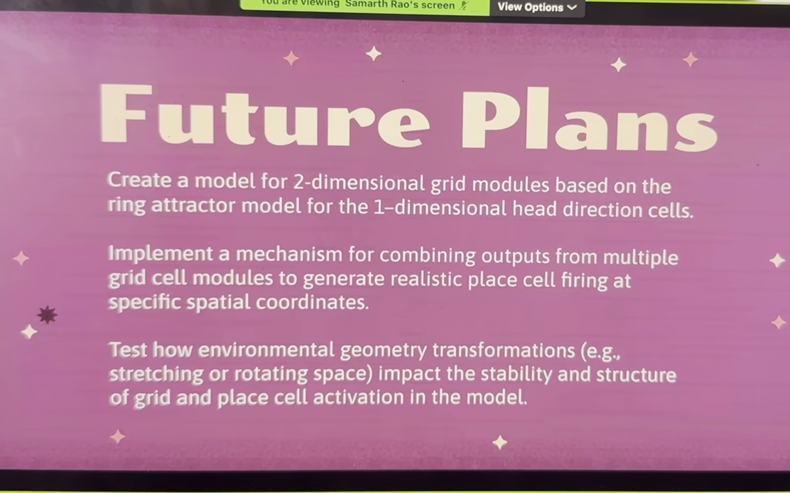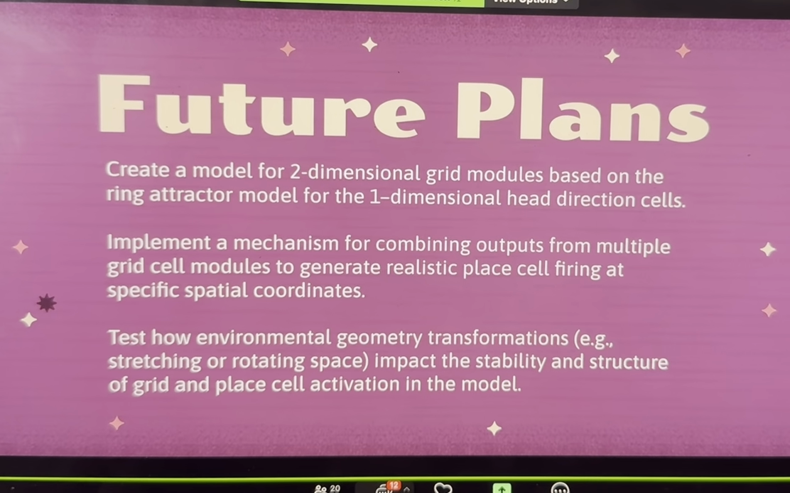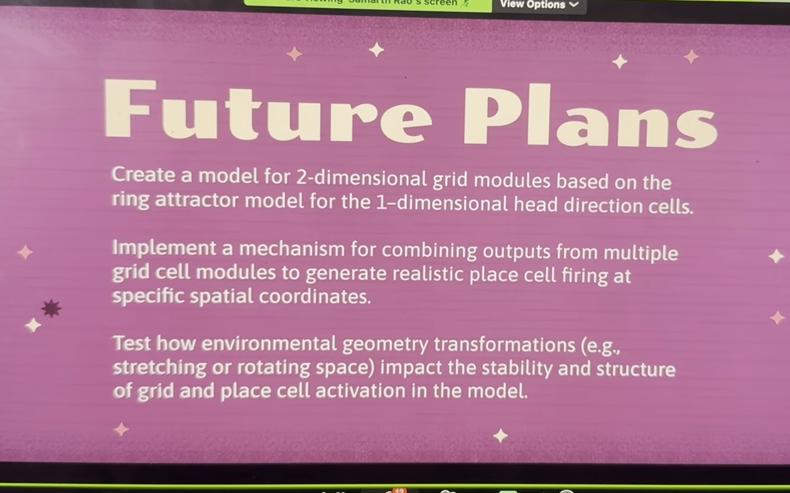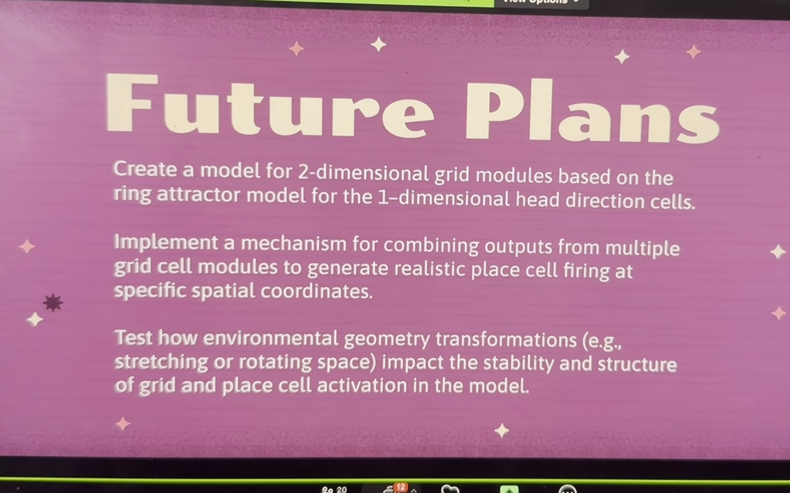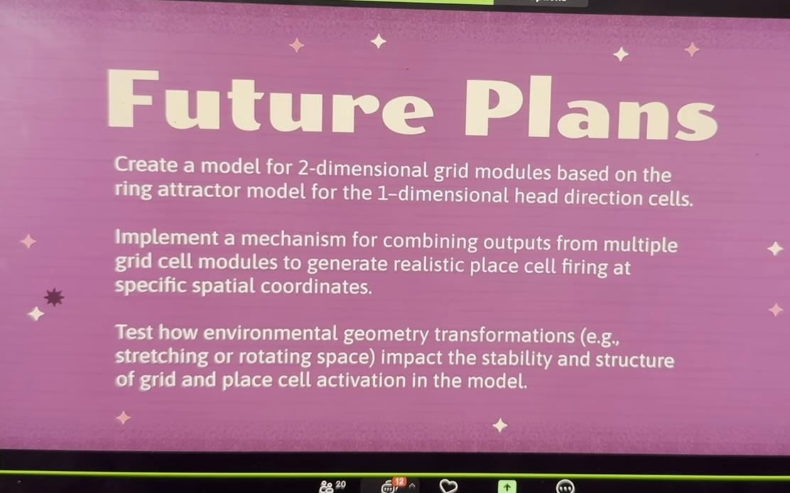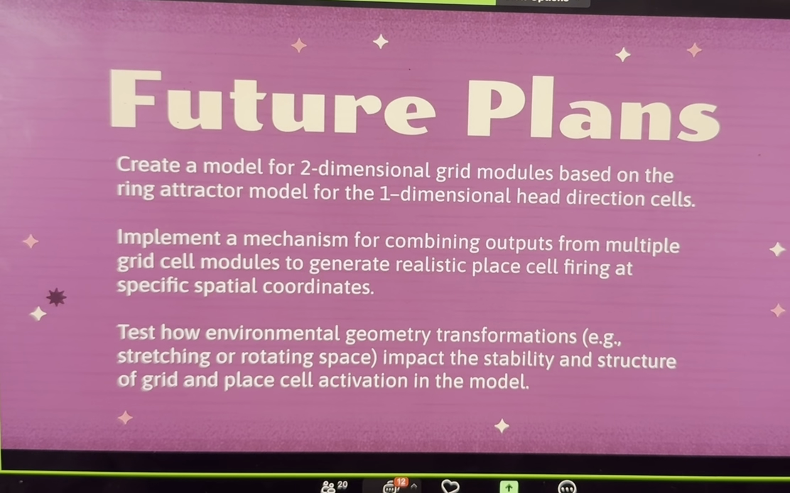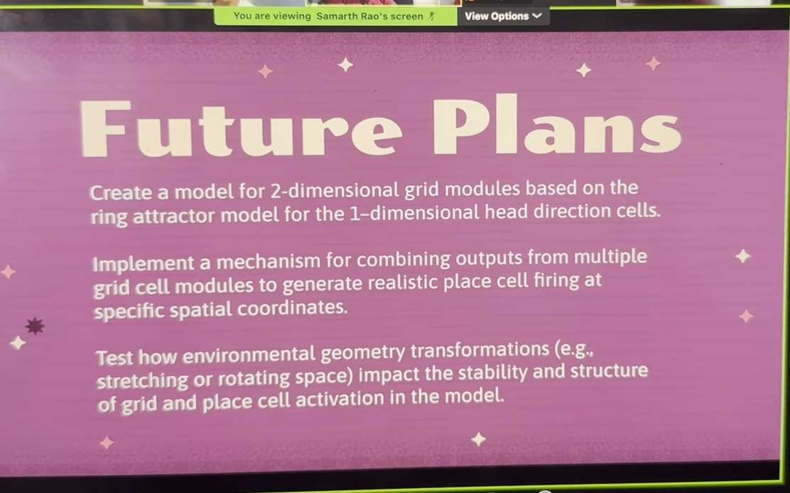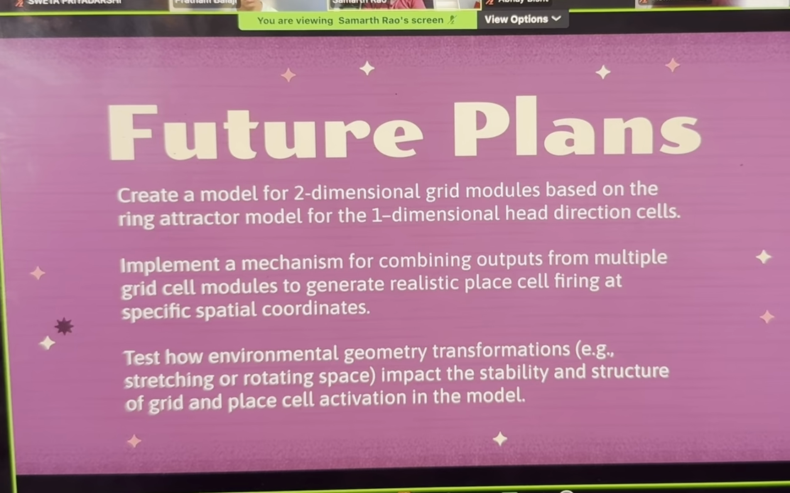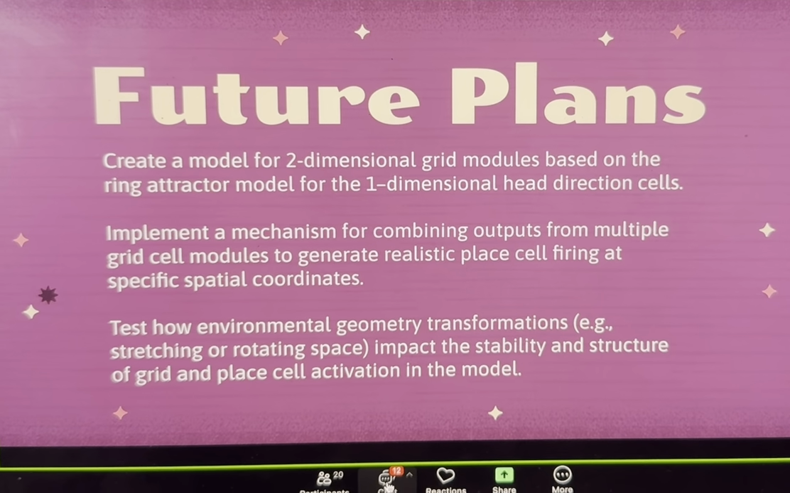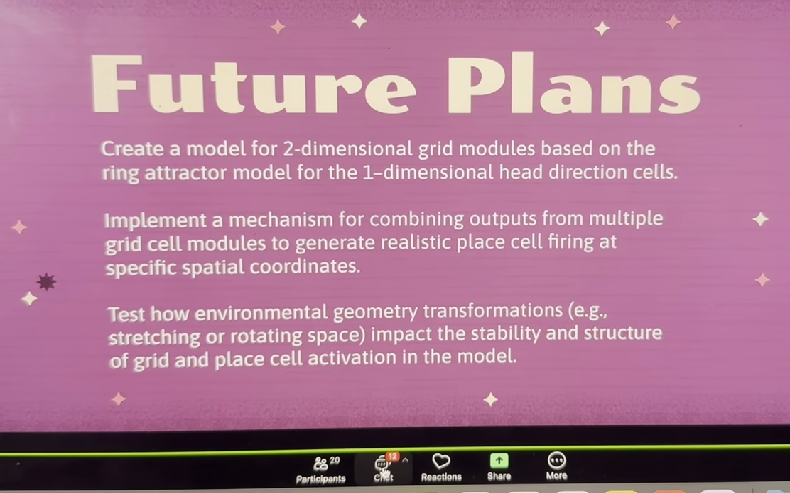So you could model how it would look depending on where you are, and you could see the activity of place cells. And along with that, we could test how environmental geometry transformations such as stretching or rotating space impact the stability and the structure of grid and place cell activation. Because as noted, everything shifts around when you shift from environment to environment, or if you even rotate. For example, head direction cells will rotate. So things can change the models.